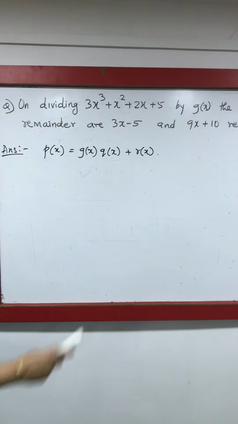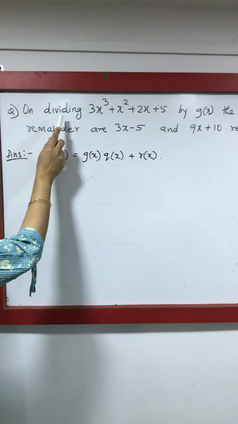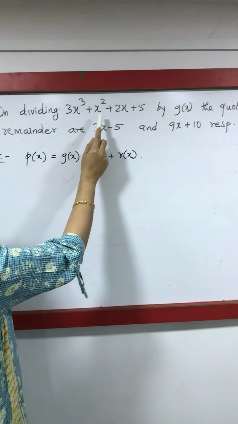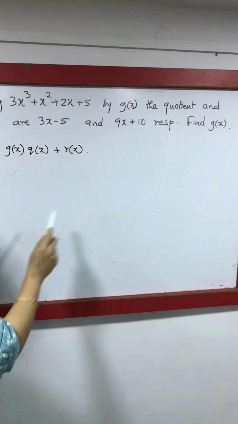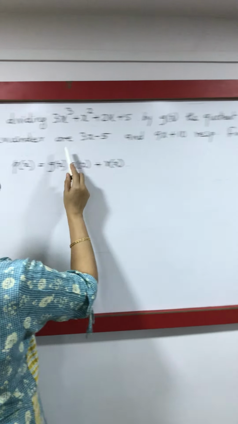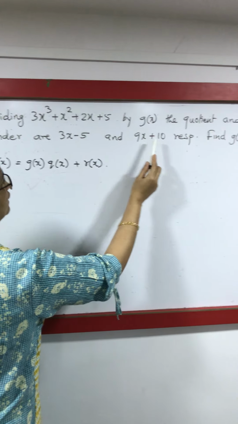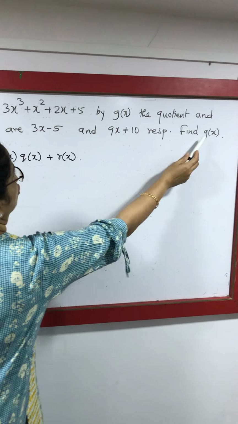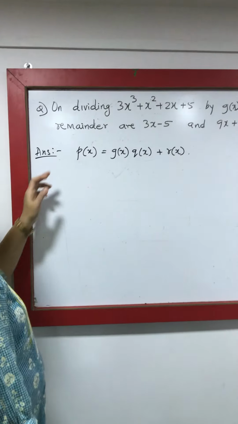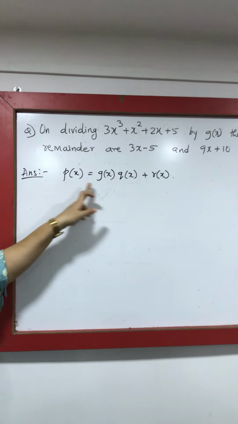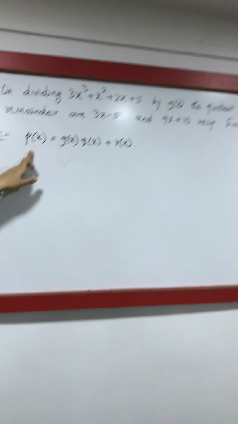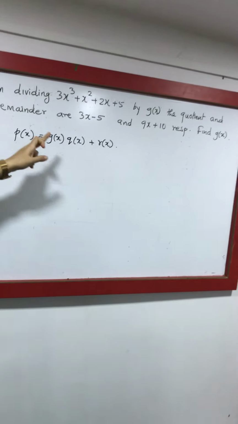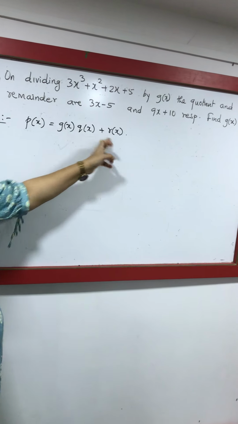In this question, we have been given that on dividing 3x cube plus x square plus 2x plus 5 by gx, the quotient and the remainder are respectively 3x minus 5 and 9x plus 10. We are told to find gx. So this is an application question based on division algorithm. Division algorithm is: dividend is equal to divisor into quotient plus remainder.